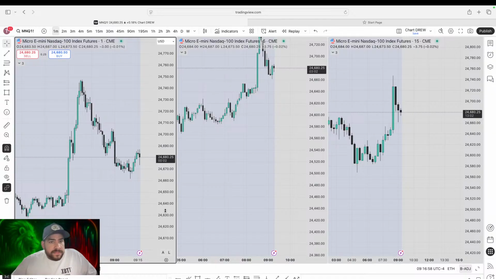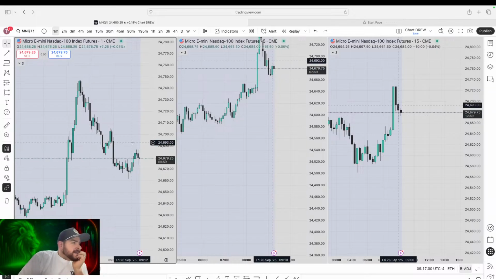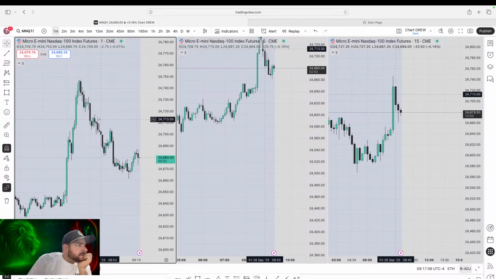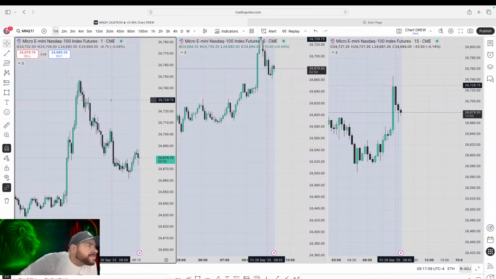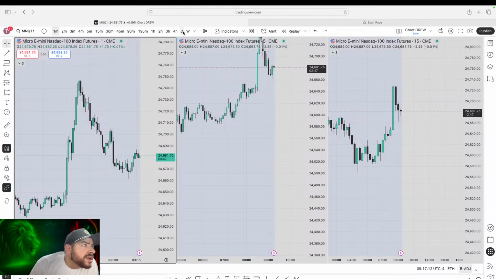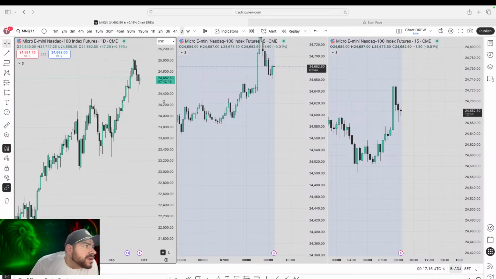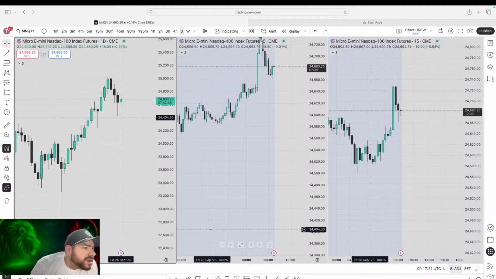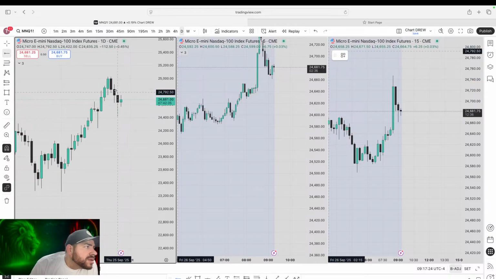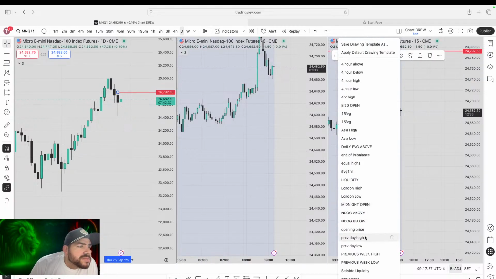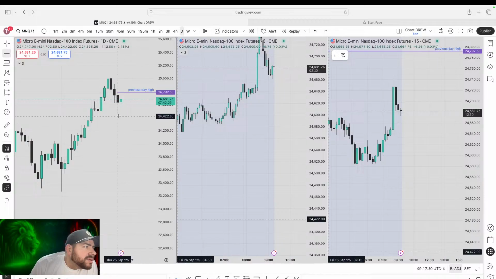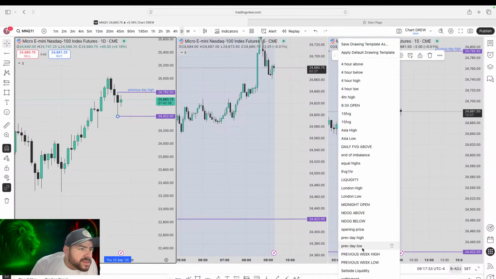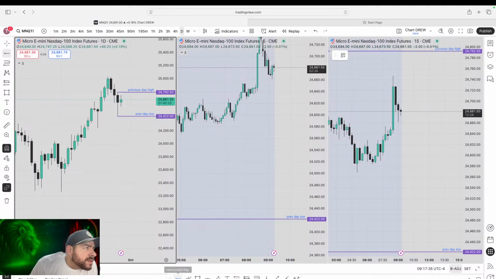Okay, so what we're gonna do is delete everything that we have. I'm going to look at the daily chart. Okay, I'm gonna mark out previous day high, previous day low, some liquidity levels. Previous day high, previous day low. Expecting to take one of them out. Which side? Well, we will find out in a minute.